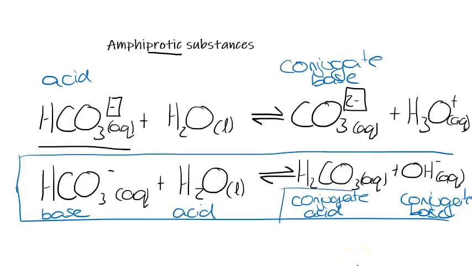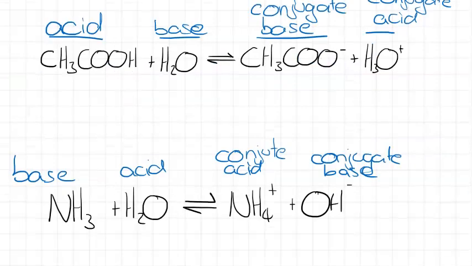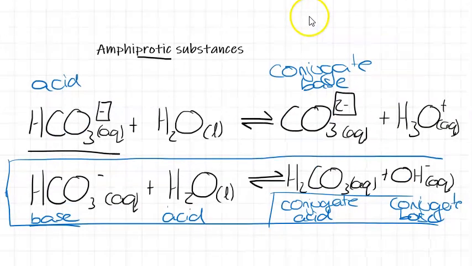And it depends on what you use as your reference. If we looked at it this way round, we could say that this is the acid, this is the base, and this is the conjugate acid, and that's the conjugate base. It depends on your point of reference. But that's it. That's conjugate acids and bases and amphiprotic substances.